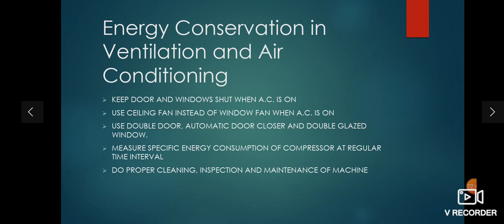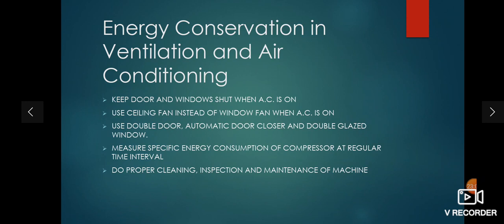Now energy conservation in ventilation and air conditioning. How to conserve energy in the AC? So these are the basic steps. Okay, keep doors and windows shut when the AC is on. Same way, use the ceiling fan instead of windows.